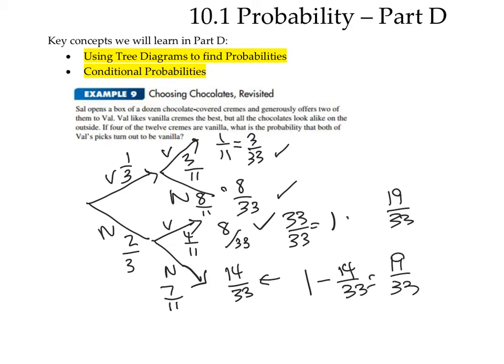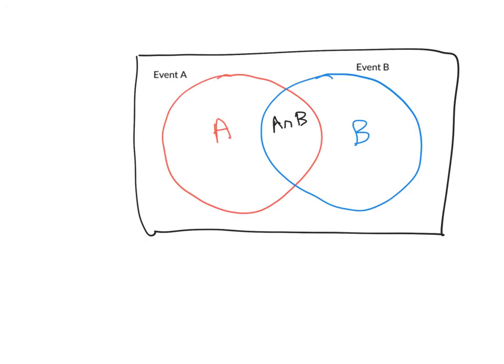Let's go back and look at a Venn diagram again, showing two events that have some overlap. Here I show what I just described. I have an event A and an event B, and their intersection is A intersect B. I want to ask the question, what's the probability that A happened given that B happened?